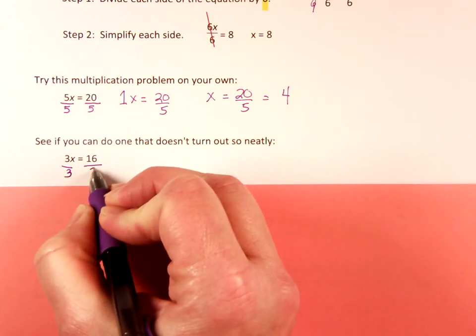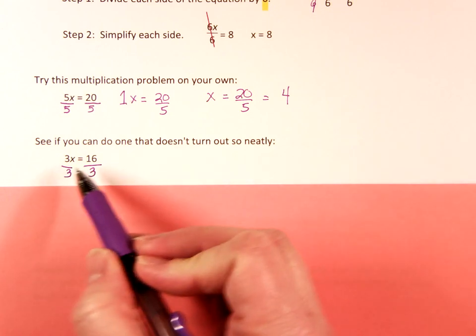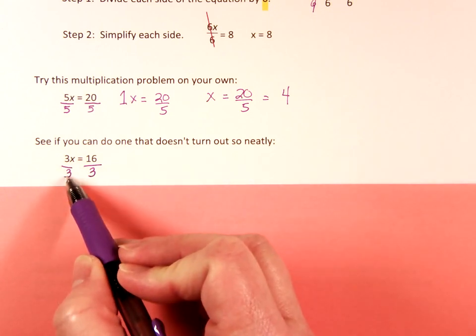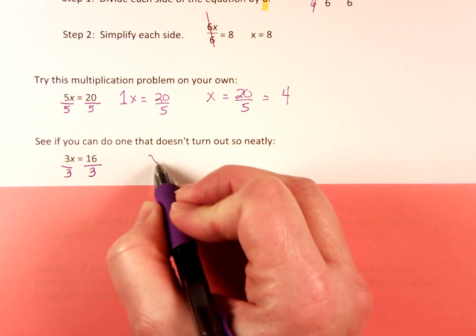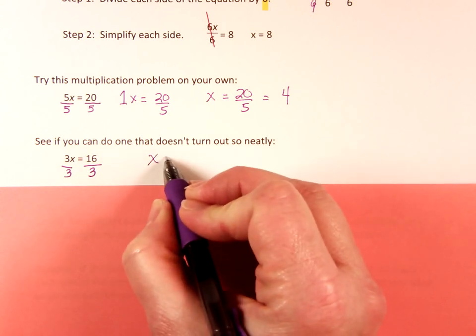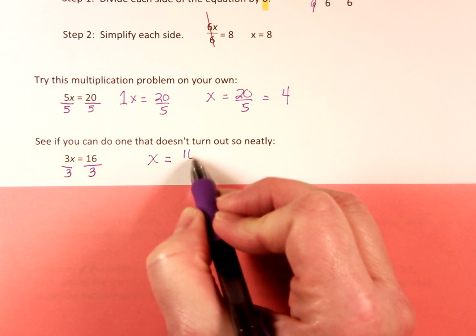Gotta do the same thing on both sides. The reason we pick it is because 3 divided by 3 is 1. That lets me get rid of all those numbers on that side. And I'm left with just the variable. X equals 16 divided by 3.